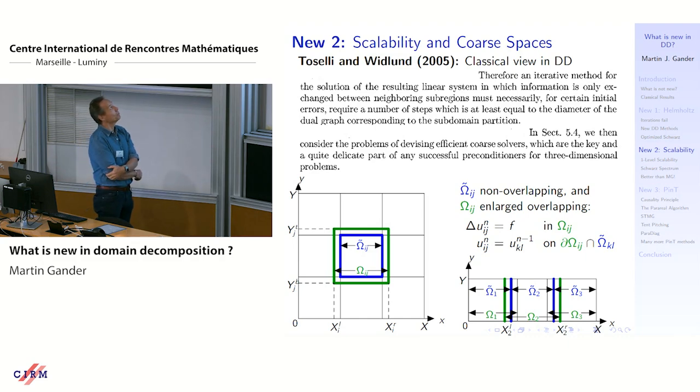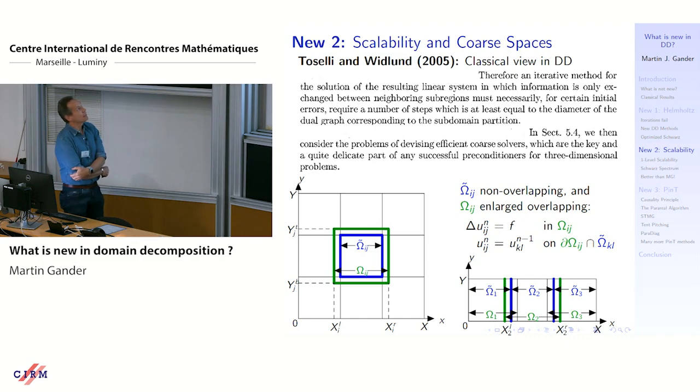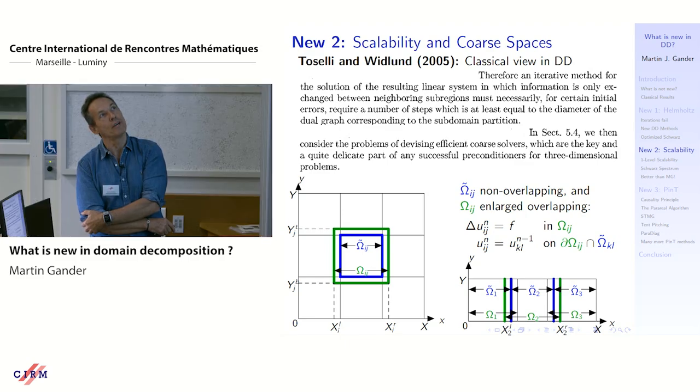And I go again to the Bible, Toselli and Widlund, in the classical view of DD. Therefore, an iterative method for the solution of the resulting linear system in which information is only exchanged between neighboring subregions must necessarily, for certain initial errors, require a number of steps which is at least equal to the diameter of the dual graph corresponding to the subdomain partition.